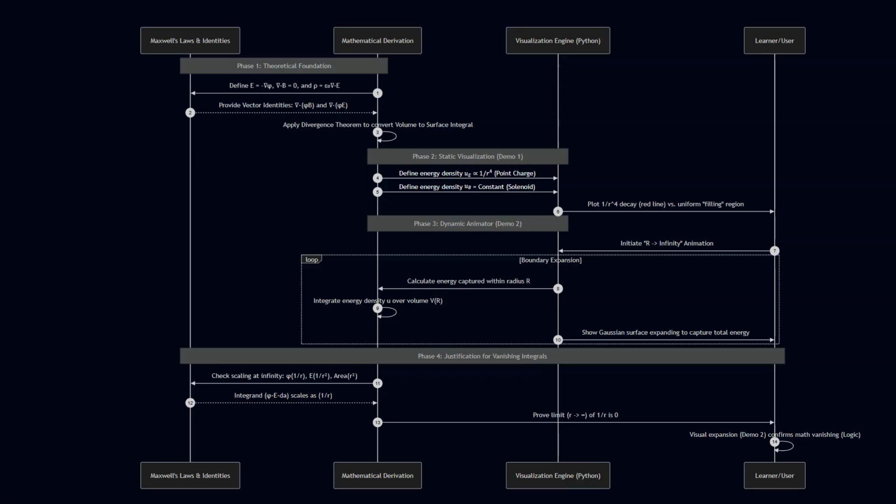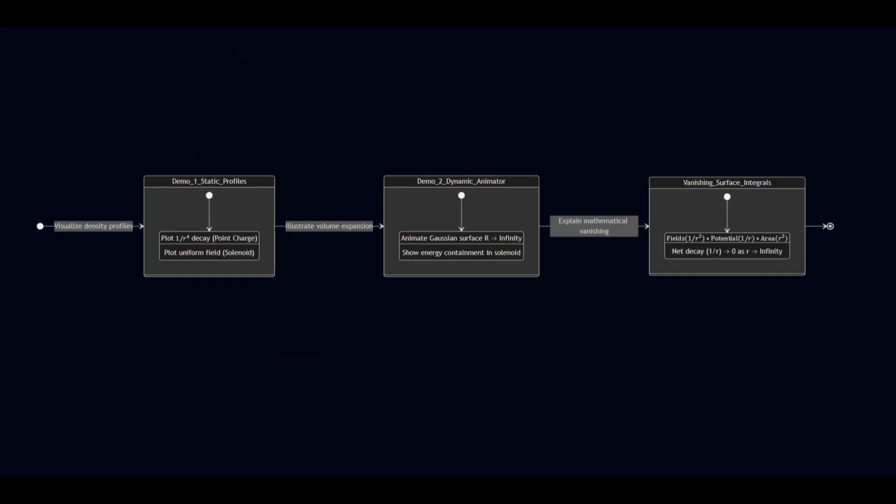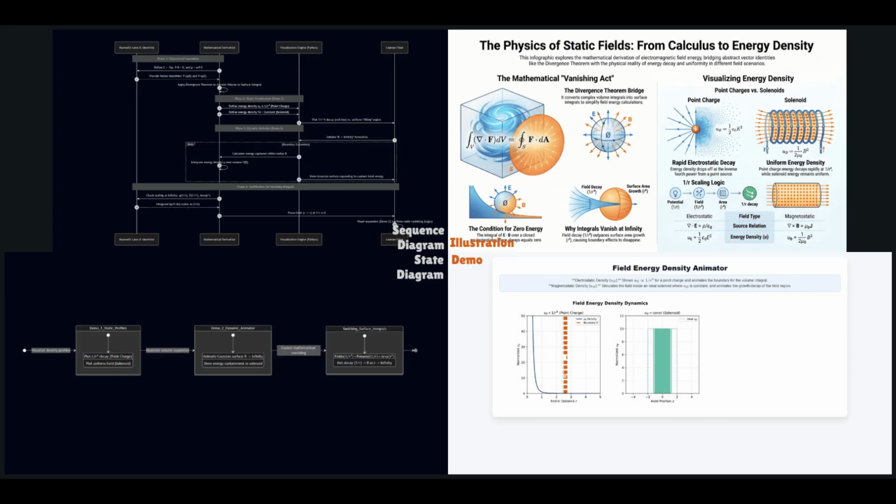The sheet concludes that this specific balance, the way fields decay versus how space grows, is what allows scientists to treat the total energy of a field as a simple sum of its density over all space, effectively making the complicated boundary effects vanish into nothingness.